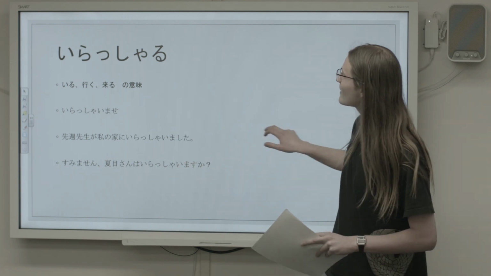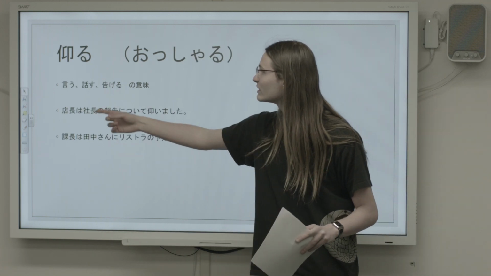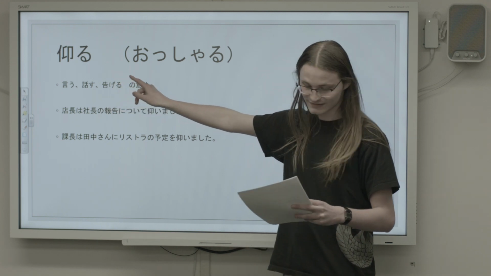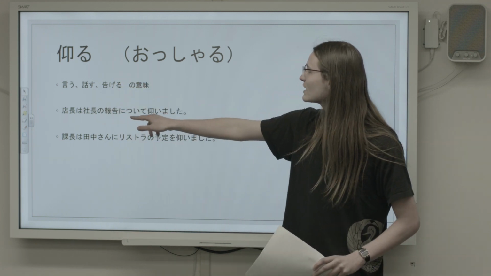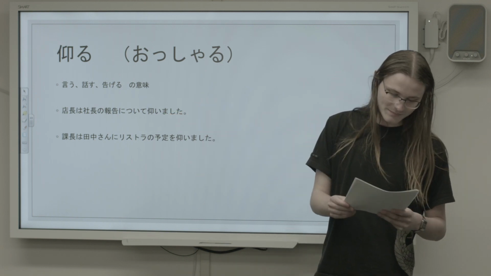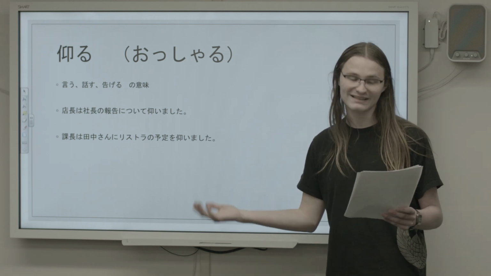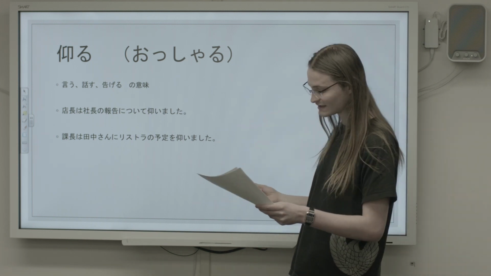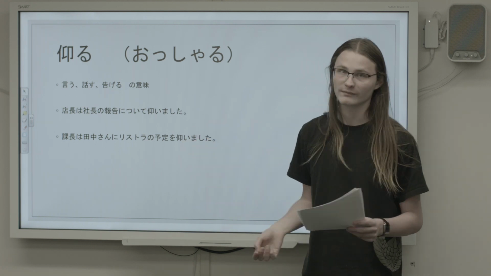Our next verb we're going to talk about is osharu, which replaces verbs related to speaking, specifically yu, hanasu, and tsugeru. For example, 店長は社長の報告についておっしゃいました. From について, we can tell that the verb which would make the most sense here is probably hanasu, meaning that we can translate this sentence as the branch manager talked about the company president's report.